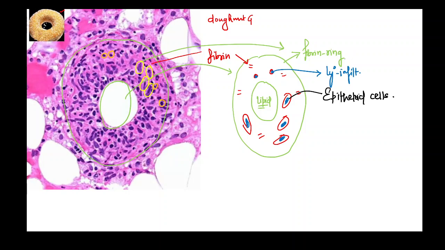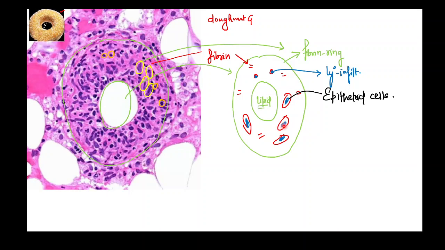So now you can see overall what I'm showing you: there is an area in the central part which is clear because the lipid has been removed due to processing. This is the clear area, and it is surrounded by another ring like eosinophilic structure, a thick band like structure consisting of pink, eosinophilic fibrin, which is containing epithelioid cells.